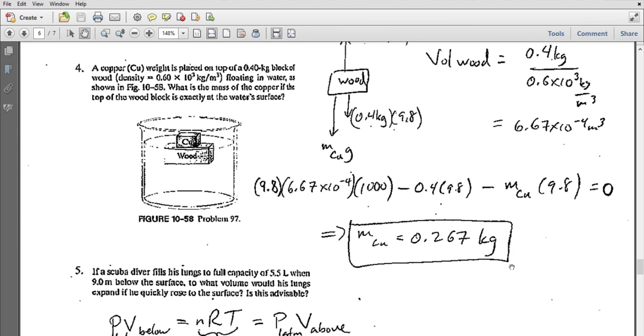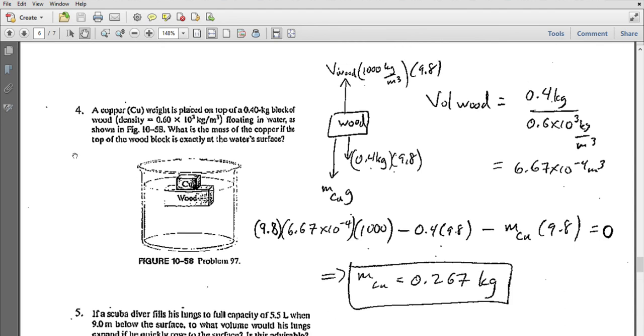Finally, problem 4, we're not going to do 5 and below. Problem 4, we have a copper weight placed on top of a 0.4 kilogram block of wood. We're given the density of the wood. It's floating in water. What is the mass of the copper if the top of the wood block is exactly at the water's surface? So somehow, by some miracle, the wood is floating just with its surface below the water, and the copper's bottom is just above the water. They meet right at the surface of the water.